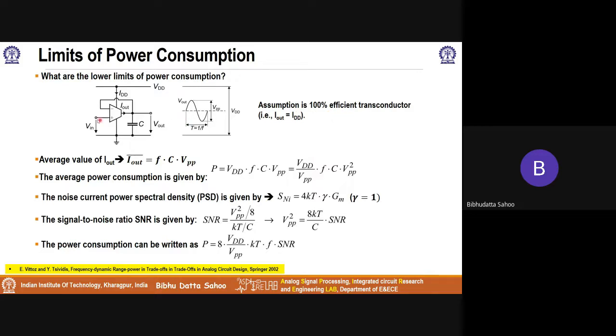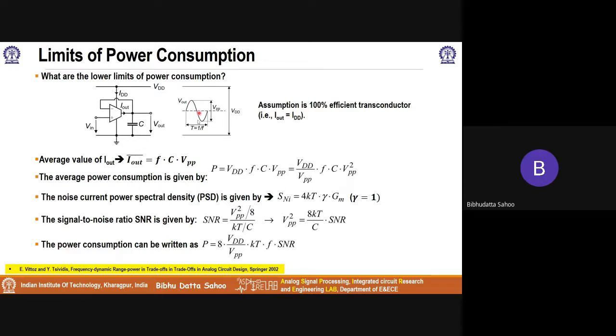So that means it's a class AB kind of operation where you only operate with the output current. You flow the output current whenever you are charging or discharging, but there will be some amount of quiescent current flowing in this transconductor, and therefore there will certainly not be 100% efficiency in giving you the required swing.